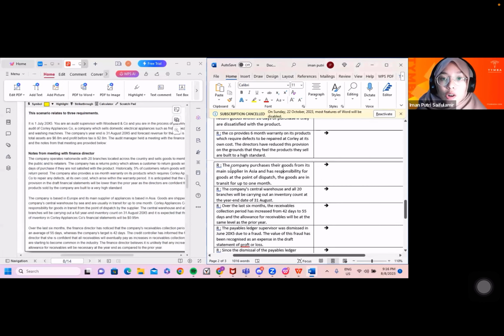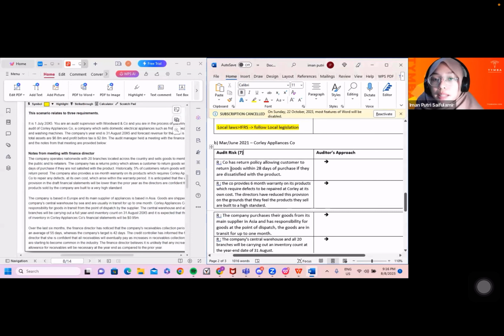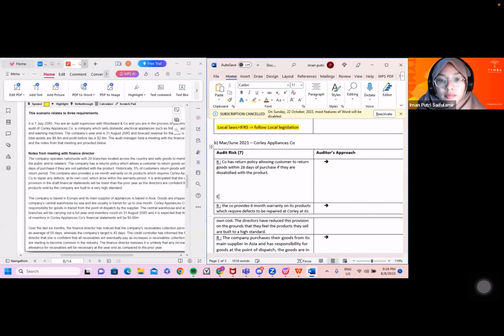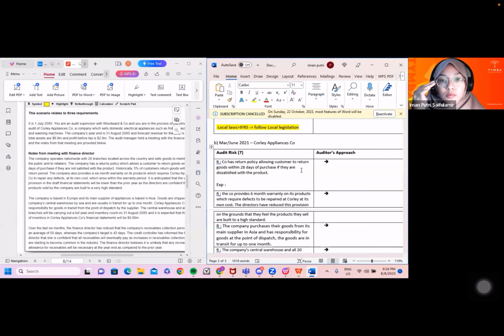I've made the audit risk table, the answer plan. So the first one is on the return policy, allowing customers to return goods within 28 days of purchase. Can somebody write in the chat box what is the requirement as per IFRS 15? Because this is something that we should probably be a pro in already, right, guys? What does IFRS 15 require us to do? What is the explanation for this point?